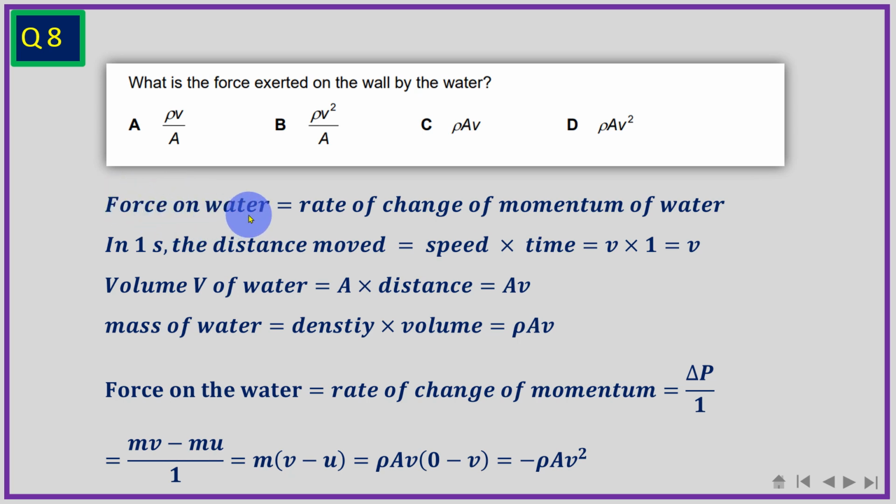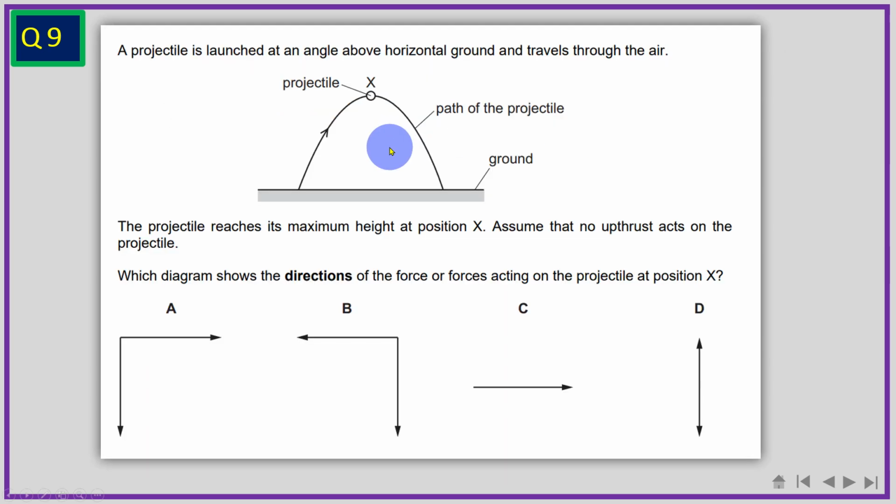Force on the water. But the question is asking us to calculate the force exerted on the wall by the water. So by using Newton's third law of motion, we just ignore the negative sign, and that is how the answer turns out to be D. Okay, let's quickly go to question number 9.